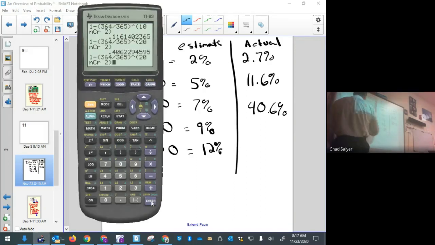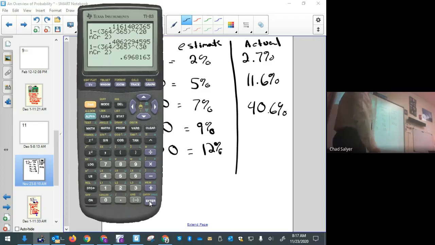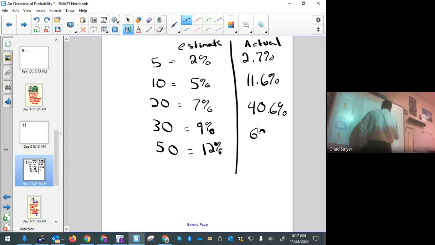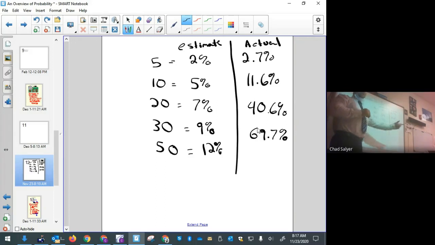And we'll go with 30. So again, this is the size of a typical pre-cal class in a normal year. About 69.6% or 69.7%. See how far off we are now? It's amazing, isn't it? So this is what I usually get, and I usually find somebody. Sometimes I do, sometimes I don't, but more than 50% of the time when I have a class that size, I will find a pair that share a birthday.